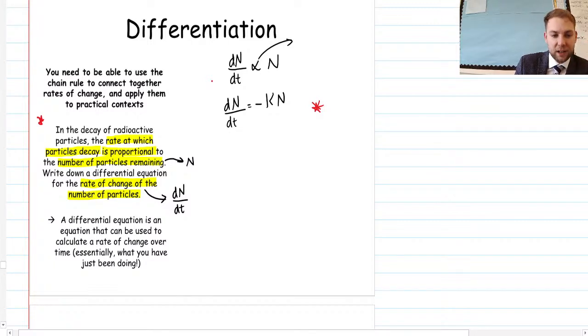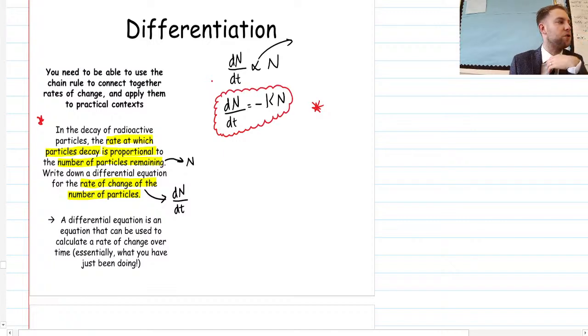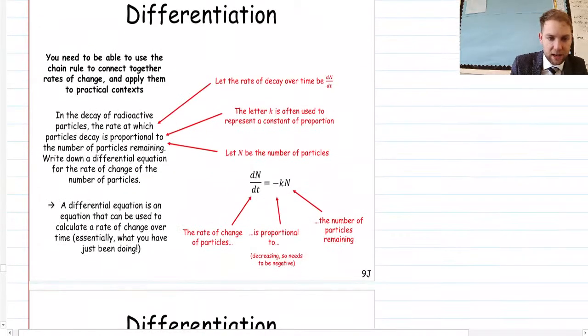Write down a differential equation. Now, this is a differential equation, an equation which has got a differential in it. Write down a differential equation for the rate of change of the number of particles. Okay, so that's that part of the question done. Let's just check that.